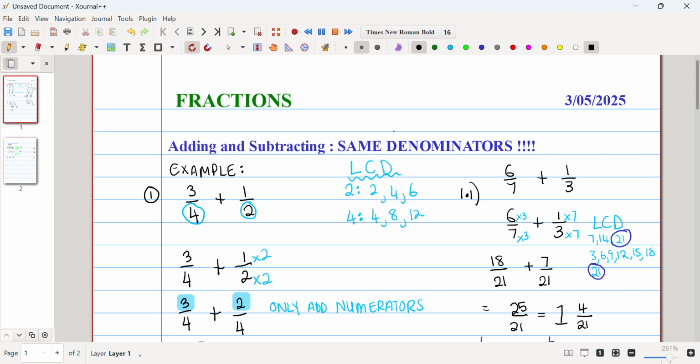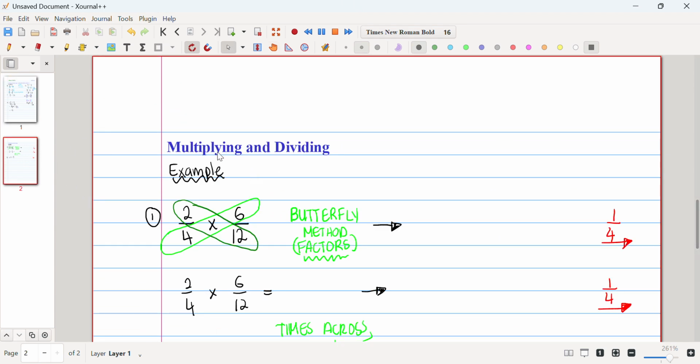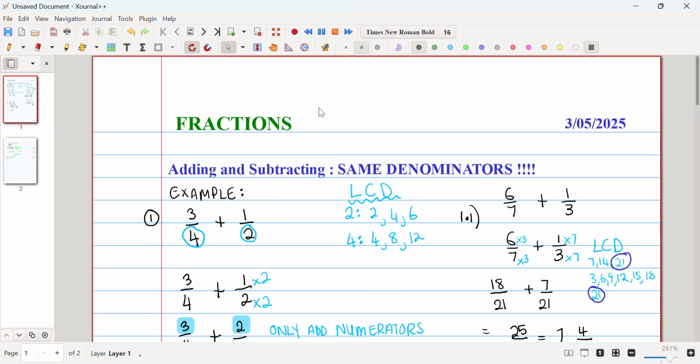Right, guys, so what we are doing today is fractions, okay? We are going to be looking at adding and subtracting fractions, okay? And then as well as my page number 2 here, let me just go click there. We are also going to be looking at multiplying and dividing fractions using different methods, okay? So yeah, why don't we get straight into it?